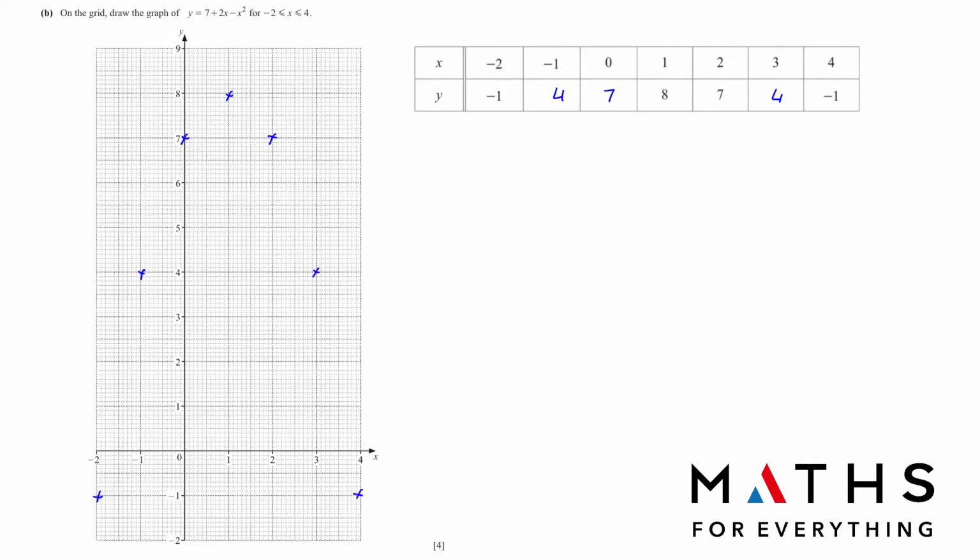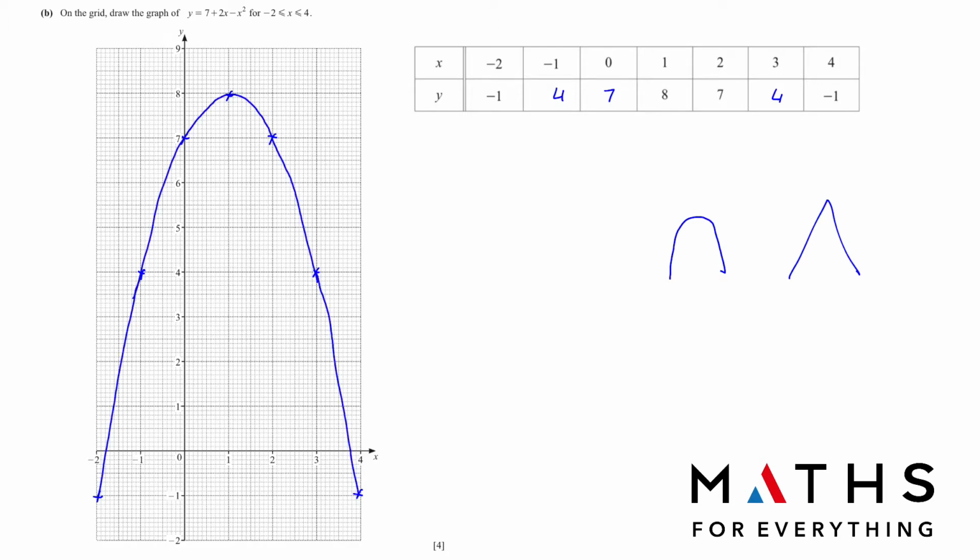We just have to draw it together. Remember, when you're drawing, it should be a U shape and not like a triangle like this. And that's how easily you get your 4 marks.